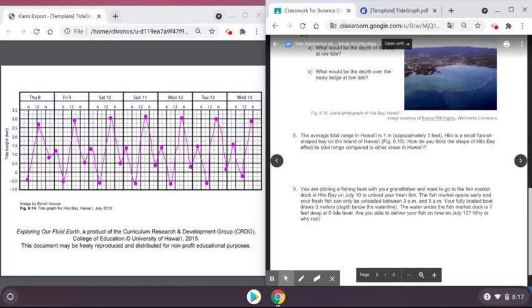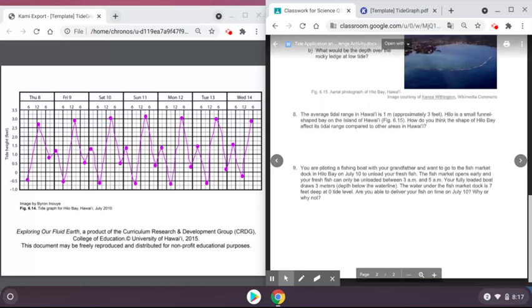Number 8. The average tidal range in Hawaii is 1 meter, or approximately 3 feet. Hilo is a small, funnel-shaped bay on the island of Hawaii. How do you think the shape of Hilo Bay affects its tidal range compared to other areas in Hawaii? If you notice, there's this big rock wall here. It creates a funnel effect where the water can only go in and out through this area. How do you think that's going to affect the tidal range? I want you to just think about that and come up with that on your own.